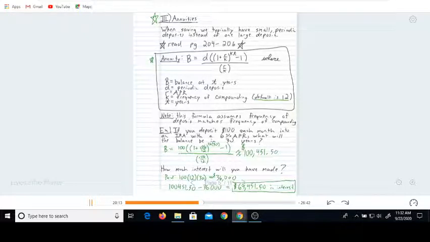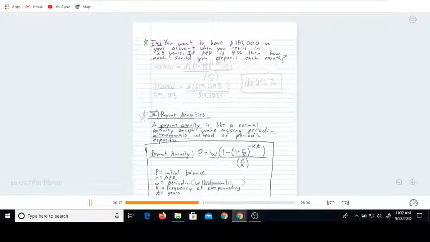Let's go ahead and look at another example. It'll be the same formula, still the annuity formula, but we want to have $150,000 in the account when we retire in, say, 25 years. APR is 4%. How much do we need to put in there each month to meet that goal? So this time we know the balance is $150,000, but we do not know the periodic deposit, so we'll leave it as D.